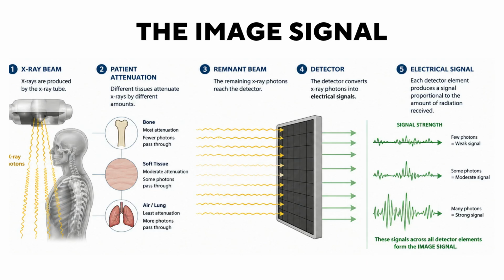The image signal begins with the remnant X-ray beam. After X-rays pass through the patient, differences in tissue attenuation create variations in the number of photons reaching the detector. The detector converts this radiation information into electrical signals. Areas receiving more photons produce a stronger signal, while areas receiving fewer photons produce a weaker signal. These variations in signal intensity contain the anatomical information that will eventually form the digital radiographic image.